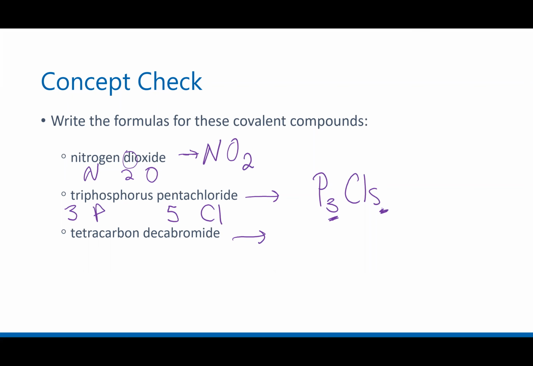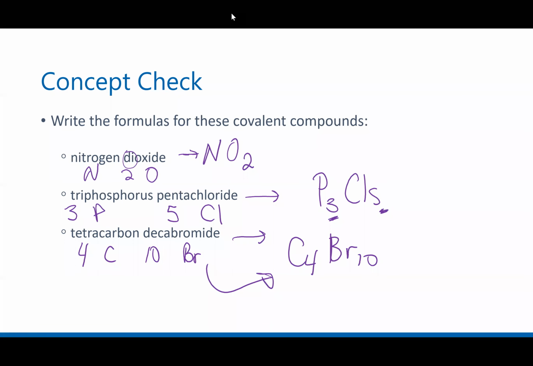All right, the last one, tetracarbon. I don't think this chemical exists. Tetracarbon decabromide, I'm not sure. I know some of the other ones are certainly real chemicals, but tetracarbon would be 4 carbons and 10 bromines. But remember, we don't write chemicals like that. We need to put the atom with a subscript number, and then the other atom with a subscript number.